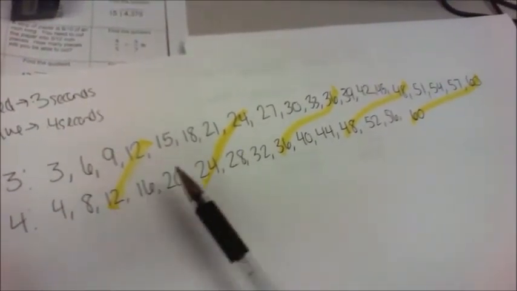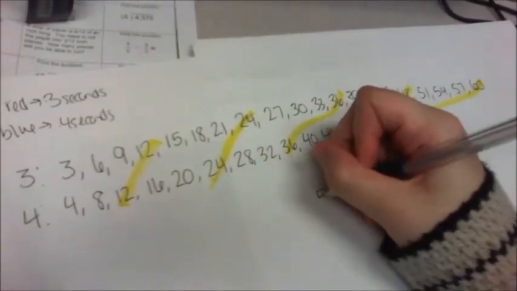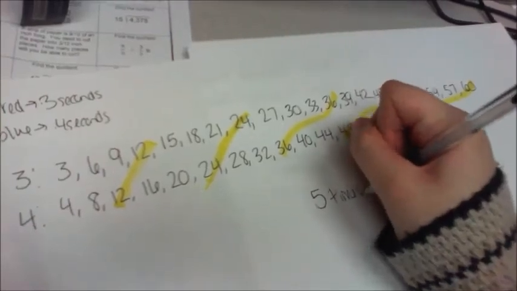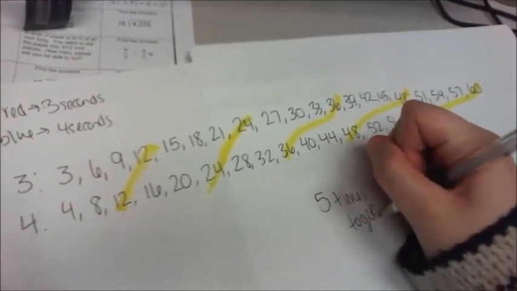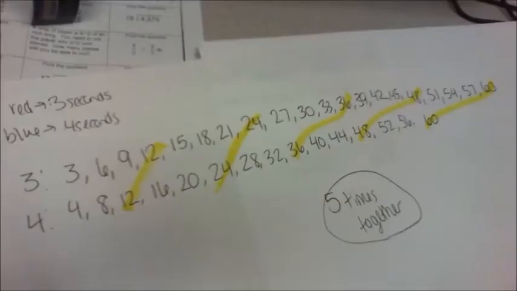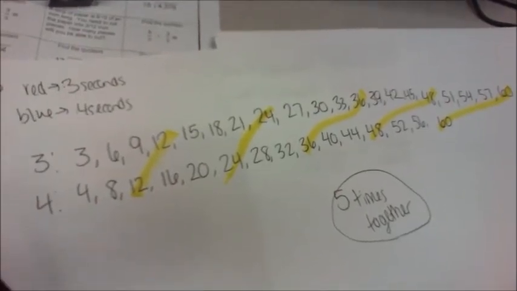So how many times is that? 1, 2, 3, 4, 5. So the Christmas lights are going to blink 5 times together each minute. 5 times per minute.